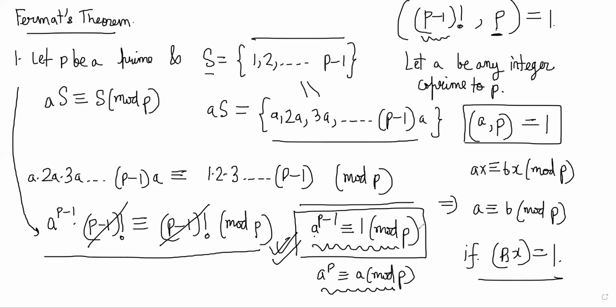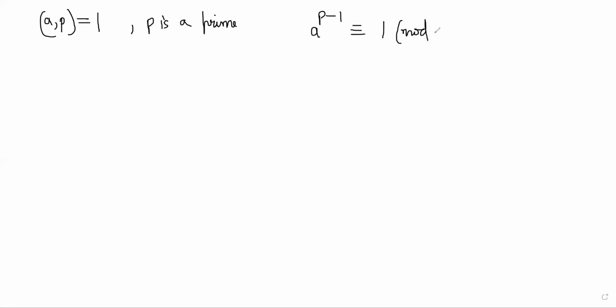So remember what conditions are applicable to Fermat's theorem. GCD of A and P should be 1. P should be a prime, and then A power P minus 1 is congruent to 1 mod P.